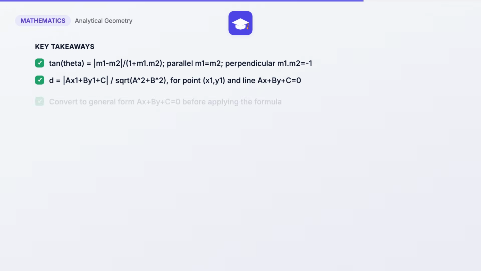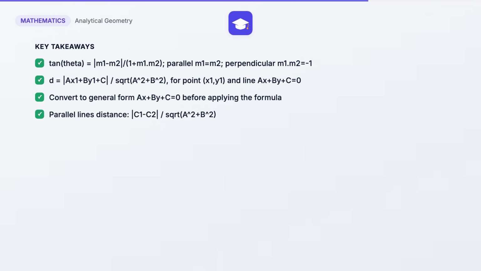Let's recap. The angle between two lines uses tan theta equals the absolute value of m1 minus m2 over 1 plus m1 m2, with parallel and perpendicular as special cases. The perpendicular distance from a point (x1, y1) to the line ax plus by plus c equals 0 is the absolute value of a x1 plus b y1 plus c over the square root of a squared plus b squared, and the same formula gives the distance between two parallel lines using their constant terms. Converting to general form first and applying the formula correctly are the key skills this topic tests.